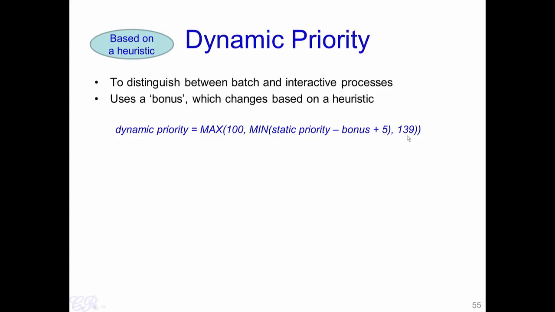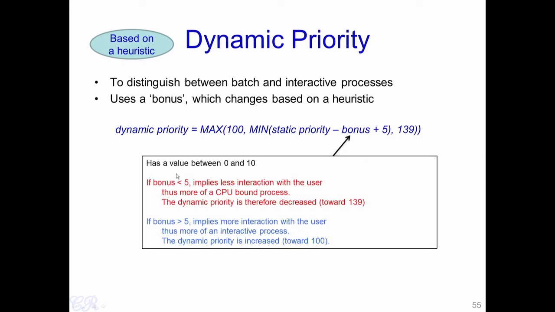So, for instance, let us say we start the process with the default static priority, that is 120, and we give a bonus of say 3. Then we have 120 minus 3 plus 5, that is 122. So, min of 122 and 139 is 122, and max of 100 and 122 is 122. So, the dynamic priority for this particular example was 122. Now, the crucial thing is this bonus. How is this bonus set?